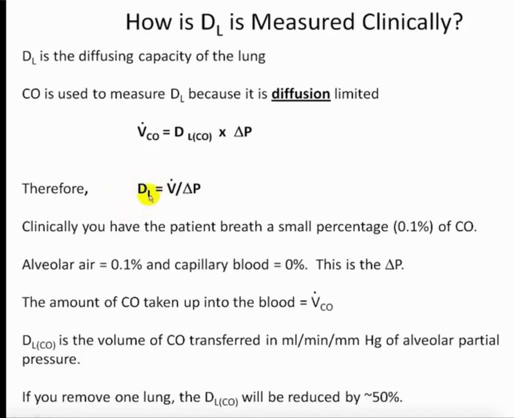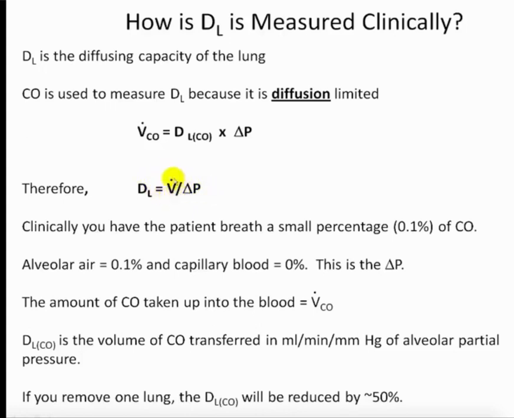So again, DL becomes very important in understanding the diffusion capacity of the lung, and it factors in the different factors that we talked about, as indicated down here. The easiest way to think about it is, in theory, if you take away one lung out of this person, the ability of carbon monoxide to move across and diffuse into the blood will be reduced by about 50%. Again, we just lost half the surface area.